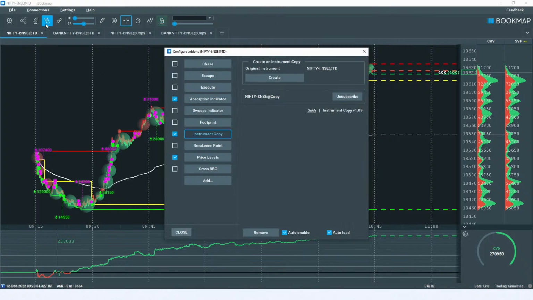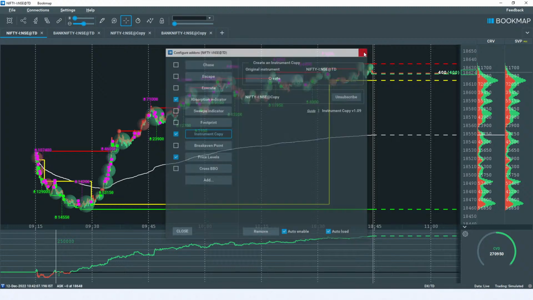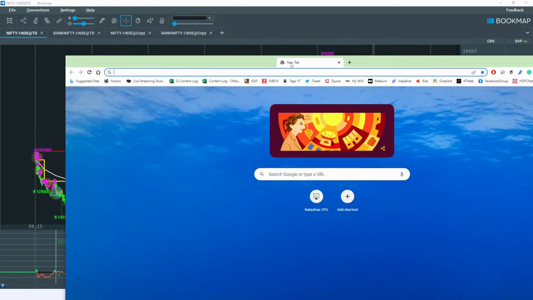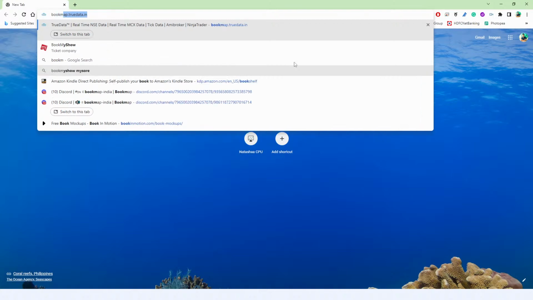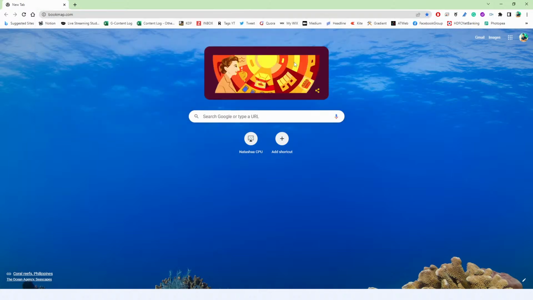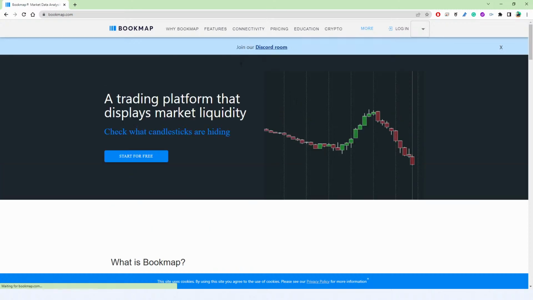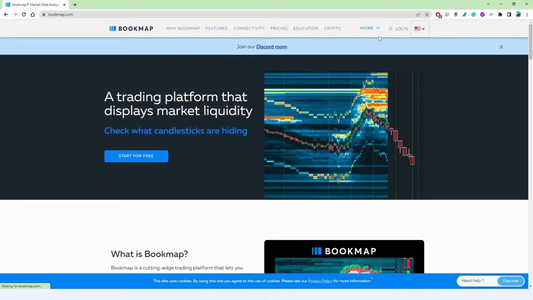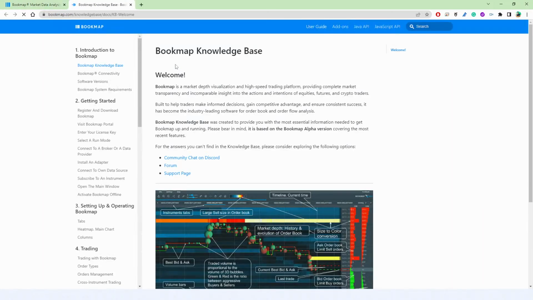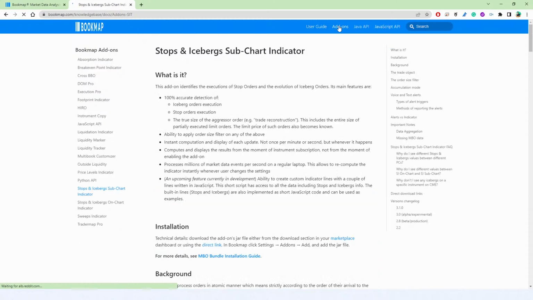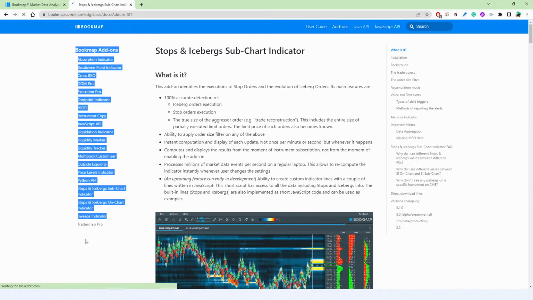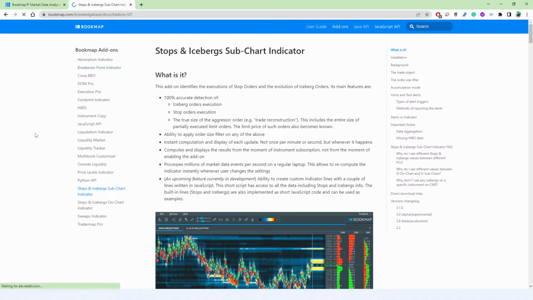So let me show you the setting. All these add-ons are not available by default. You need to visit bookmap.com, and in this go to More, Knowledge Base, and go to the add-ons. On the left side, whatever you are seeing over here are the different add-ons based on your package. You can download them. As we can see, there is the footprint indicator.